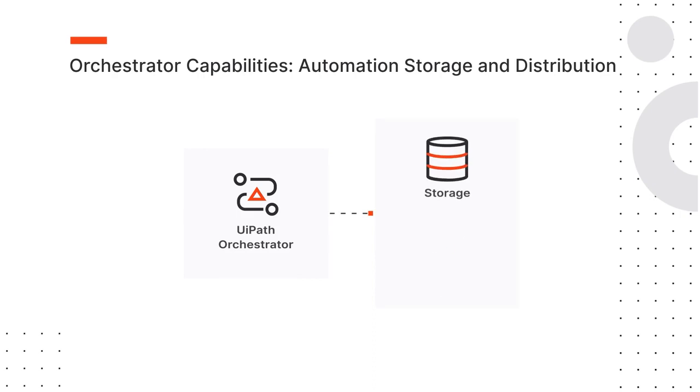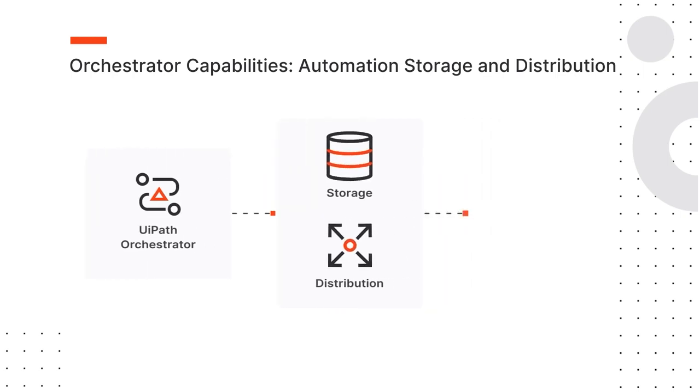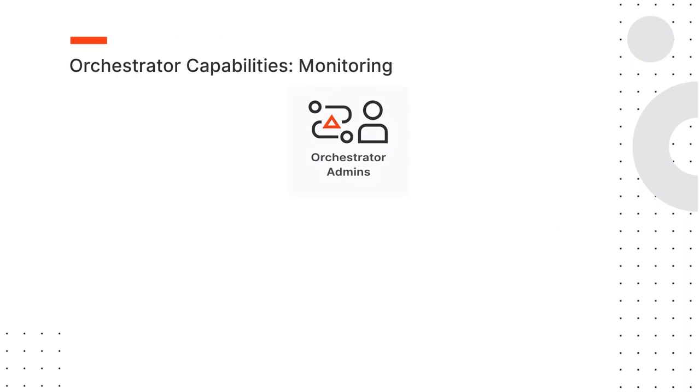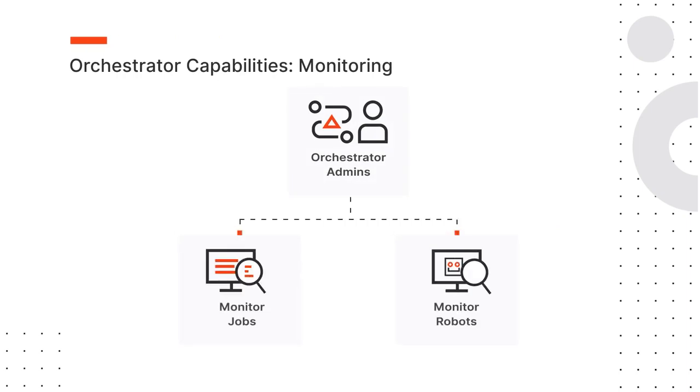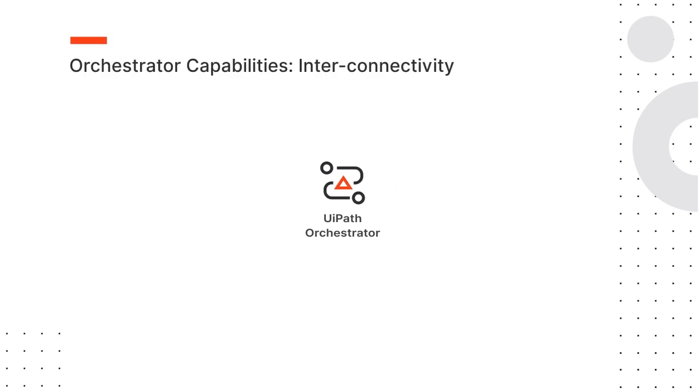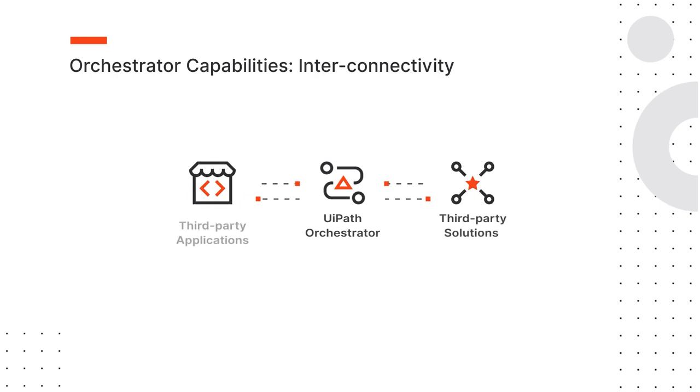Automation storage and distribution. Orchestrator is the environment enabling the controlled storage and distribution of automation projects, assets, and credentials, as well as large files used in automations. Monitoring. With Orchestrator, admins are able to monitor jobs and robots. It also stores logs for auditing and analytics. Interconnectivity. Finally, Orchestrator acts as the centralized point of communication for third-party solutions or applications.